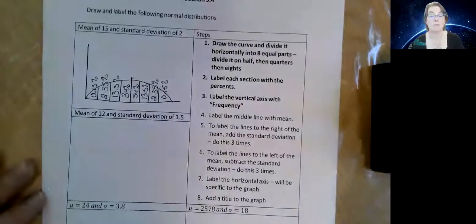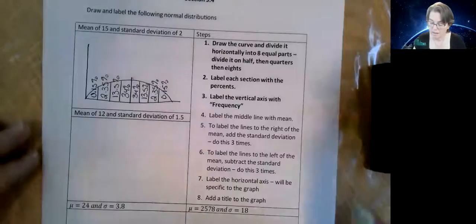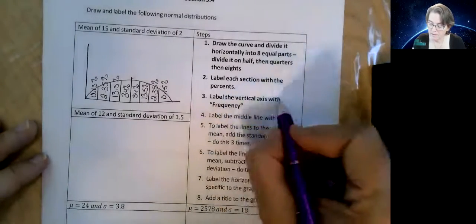This is 0.15%, 2.35%, 13.5%, 34%, 34%, 13.5%, 2.35%, 0.15%. Okay, again, those are copied right off the other graph. Check. And it says label the vertical axis with the word frequency.